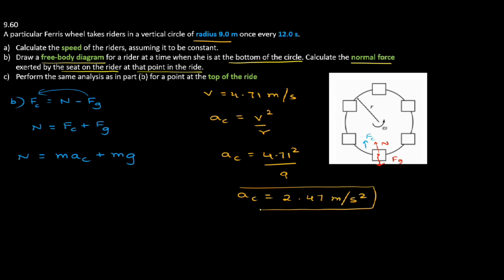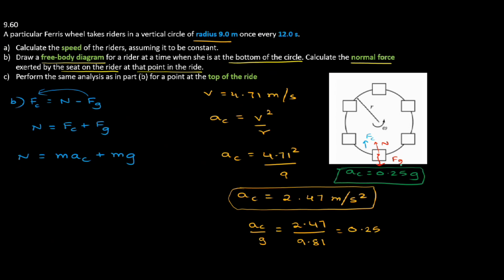I need to relate this centripetal acceleration to acceleration due to gravity, so I will find their relationship. I will take a ratio of AC over g. AC here we calculated as 2.47. Acceleration due to gravity is 9.81. And when you solve this, you get the ratio to be equivalent to 0.25. This means that my centripetal acceleration AC is 0.25 times the acceleration due to gravity. This is the relationship between them.